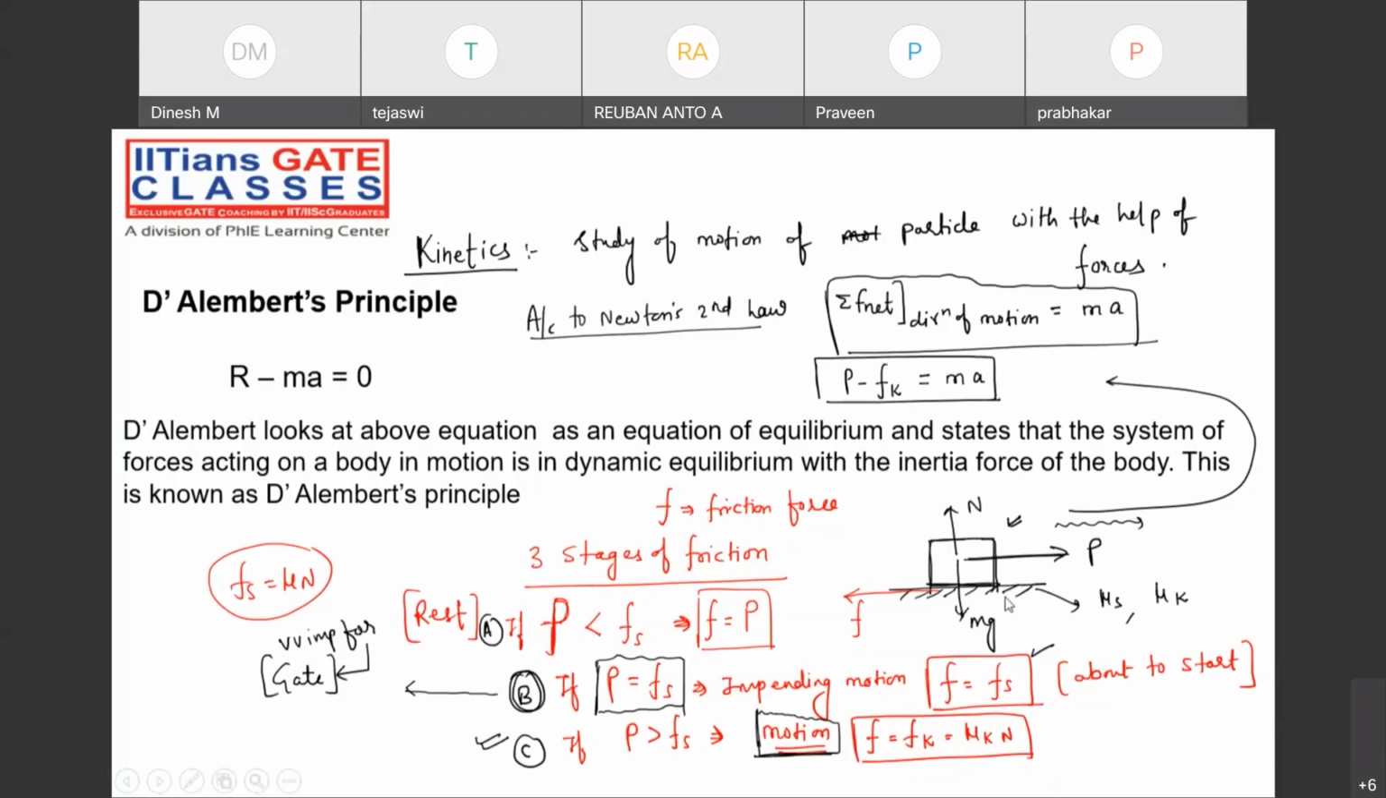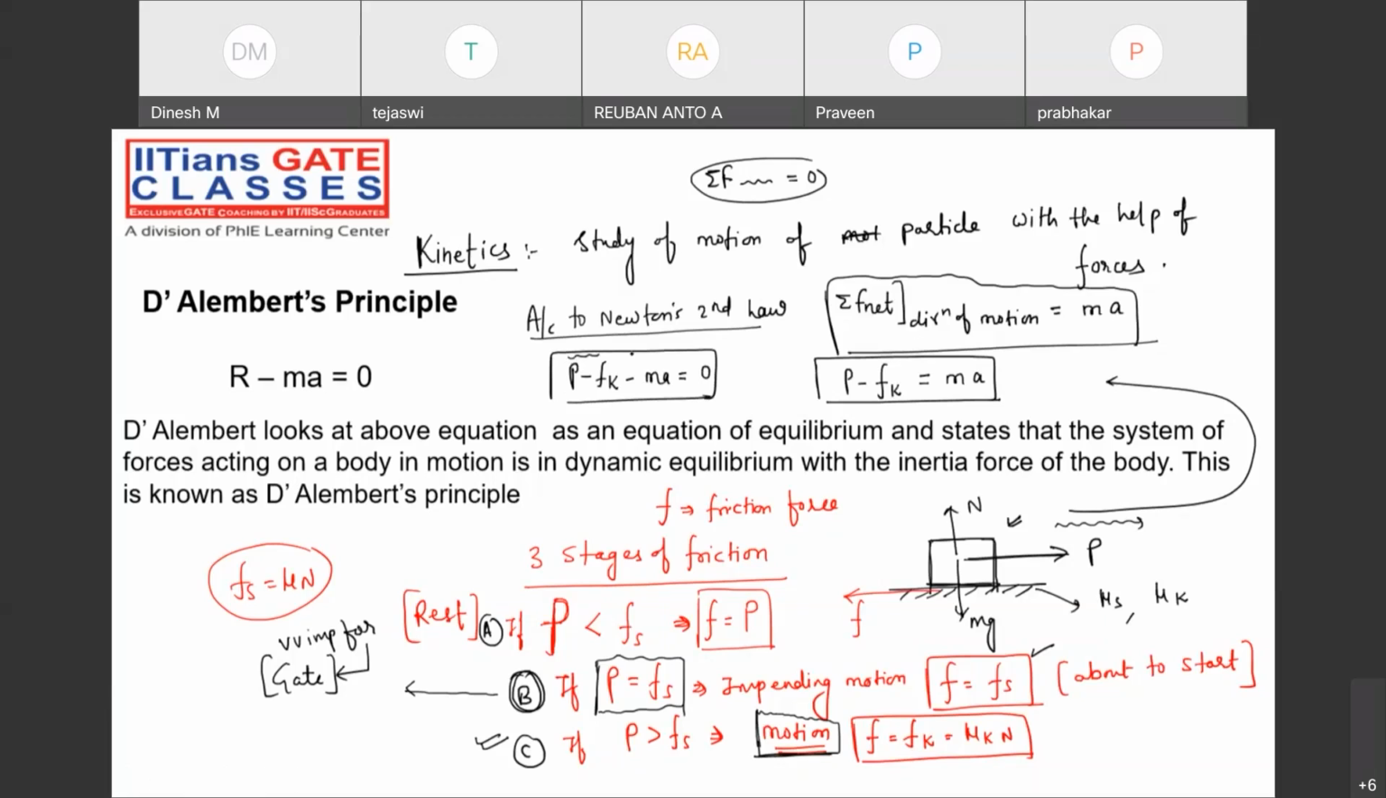D'Alembert's principle is saying that, you know what the static equilibrium condition is? Summation of forces along the direction of motion must be zero. For maintaining the body in the rest condition or uniform motion condition, the net force must be zero. D'Alembert says you can still maintain the body under dynamic equilibrium conditions by making the net force equal to zero. But for that, what do you do? P minus Fk minus ma must be equal to zero.